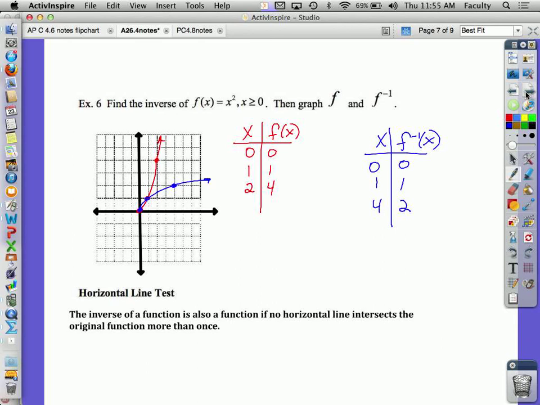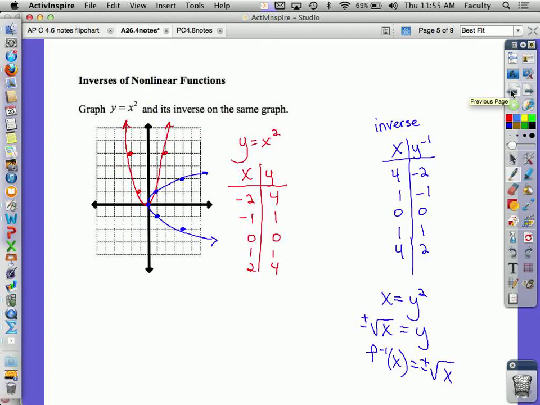So let's go back to our parabola here. If I do the vertical line test on x squared, it passes. But if you draw a horizontal line through that original graph, it fails. So it's telling me the inverse is not a function. Okay?